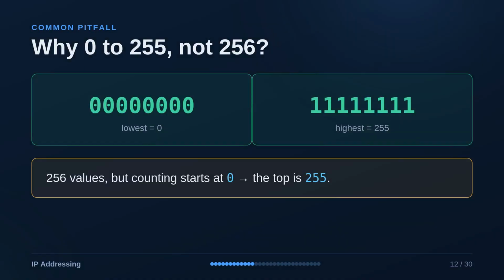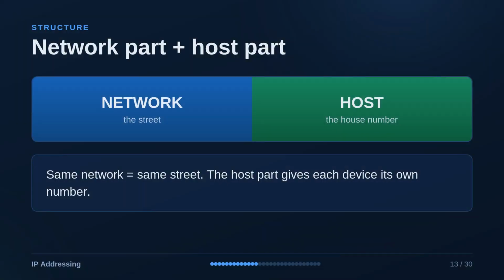One point beginners trip on. Each octet runs 0 to 255, that's 256 values, but counting starts at 0, so the top is 255, not 256. Once all 8 bits are 1, the octet is full. An IP address isn't one blob, it's split into 2 jobs. Part names the network, like a street, and the rest names one host, like a house number. A host is any single device, a PC, phone, or printer.